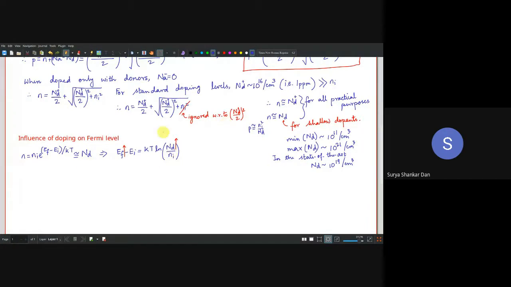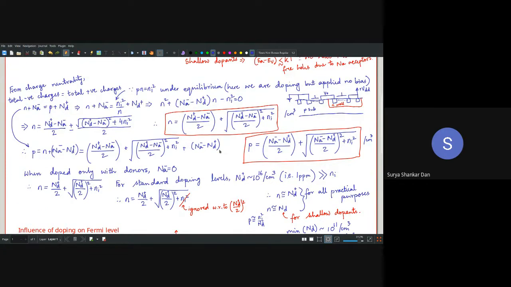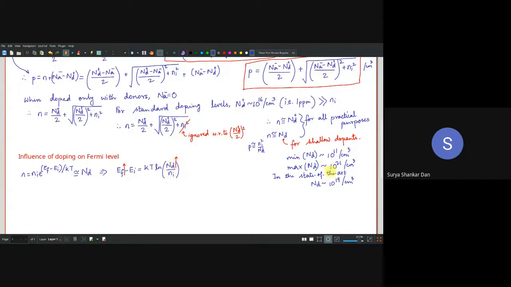So what do we get? If we increase the doping concentration ND, your EF will increase. Remember, EI is independent of doping. It is the intrinsic Fermi energy level before doping. So what does it imply? That EF minus EI is increasing. When ND is, let us say, 10 power 11, this is ln 10, which is around 2.3, so it is only 2.3 times KT, which is practically negligible.